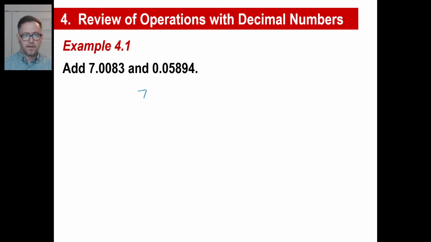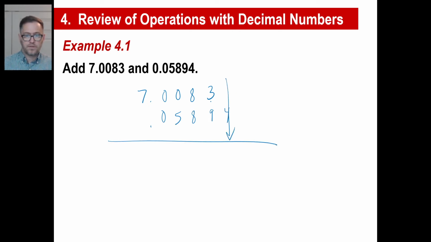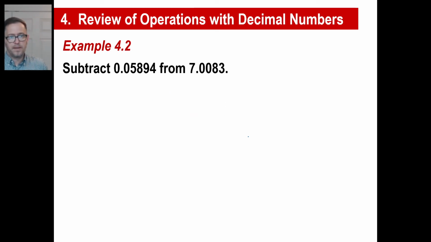So let's do it. We have 7.0083, and we're going to add 0.05. Okay, let's just do it. 0.05, 8, 9, and 4, okay? And then you're just going to add straight down, of course, each time, all right? I won't bother to do that. You can do that. But you'll end up with a number. You'll carry the decimal down and then end up with your sum using those two numbers, all right?